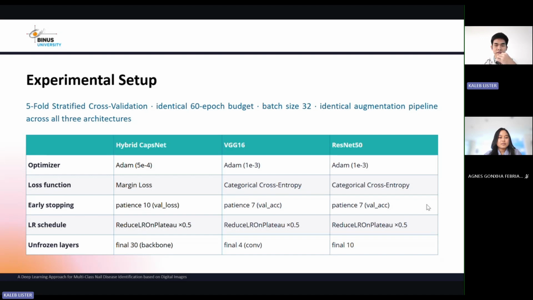You can see in this table, it shows the detailed hyperparameters for each model. All three models use the same optimizer, and the only difference is the learning rate. For the loss function, we use margin loss for the hybrid capsule net and categorical cross entropy for VGG16 and ResNet 50. The rest of the details, like early stopping and the learning rate schedule, are shown in the table.